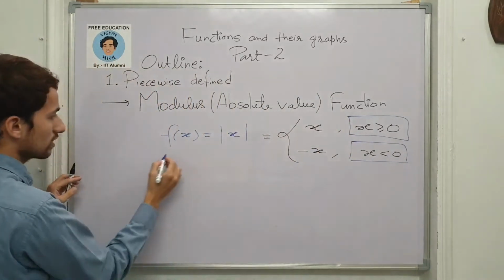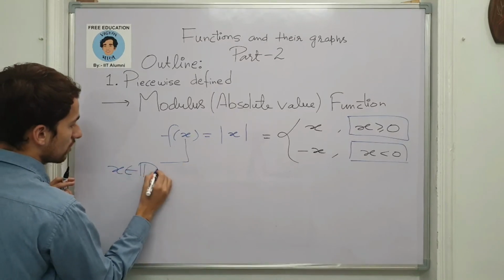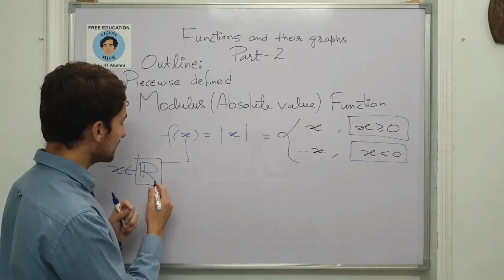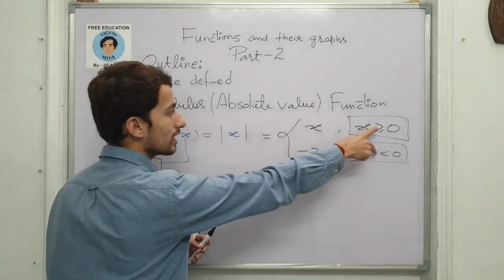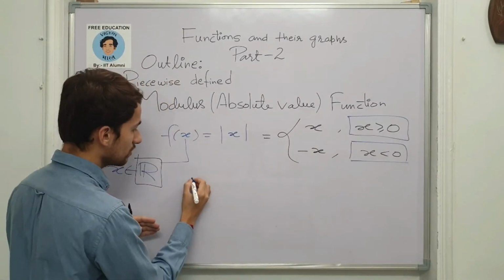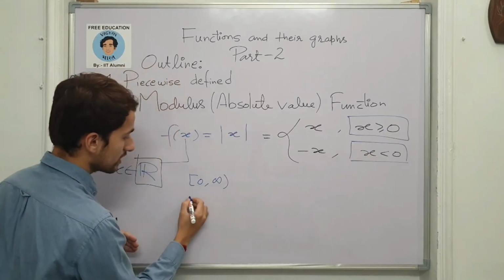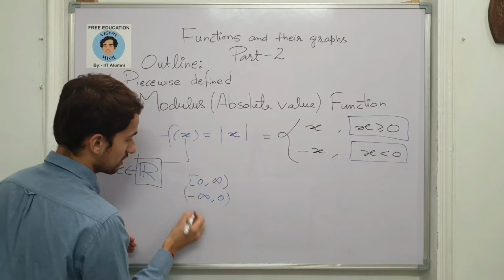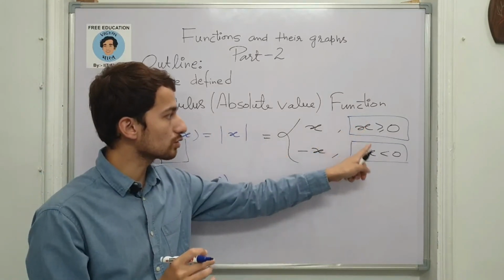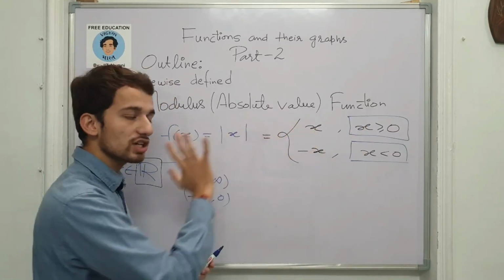Your domain was your x. This x was defined from the set of real numbers. You have divided this set into a union of two intervals: all the values which are greater than or equal to 0, so basically this interval, and in the second case this interval. So this is how this function is defined piecewise. These are the two important pieces of our domain. Now this is the definition of this function.